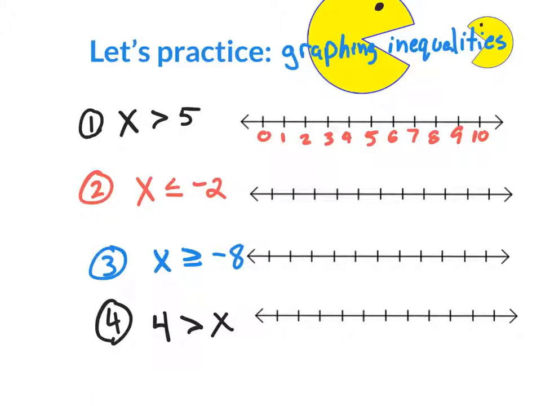So if you're talking about something that's greater than 5, you're talking about 6, 7, 8, 9, or 10. But you cannot include 5, so it has to be an open dot. And greater than is always to the right. So that's how you graph x is greater than 5. Okay. Now, number 2, what does that say?